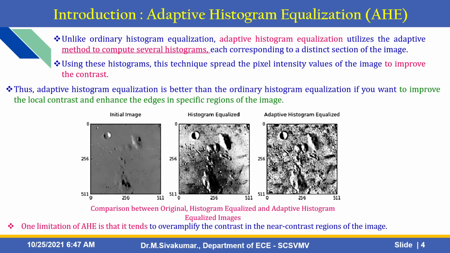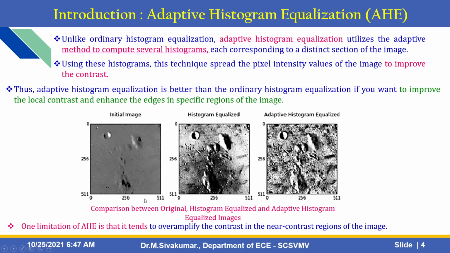Then what is meant by adaptive histogram equalization? What is the difference between these two? Unlike ordinary histogram equalization, adaptive histogram equalization utilizes an adaptive method to compute several histograms, each corresponding to a distinct section of the image. Using these histograms, the technique spreads the pixel intensity values of the image to improve the contrast. You can see this is the input image, then the histogram equalized one. Then we can apply the AHE algorithm to get the improved contrast image.